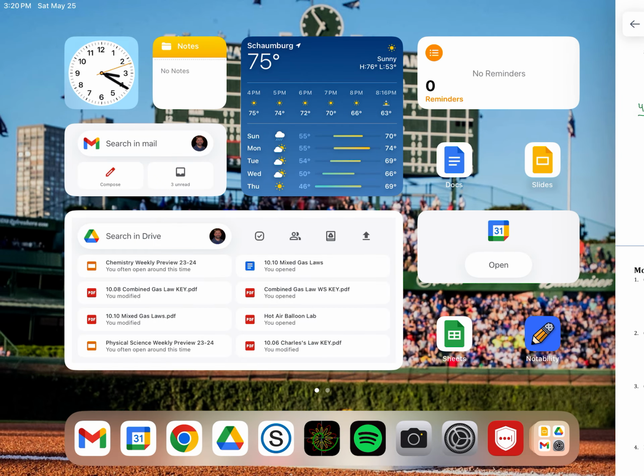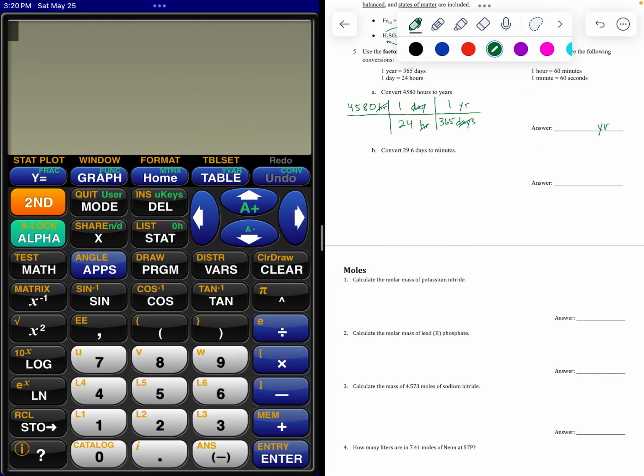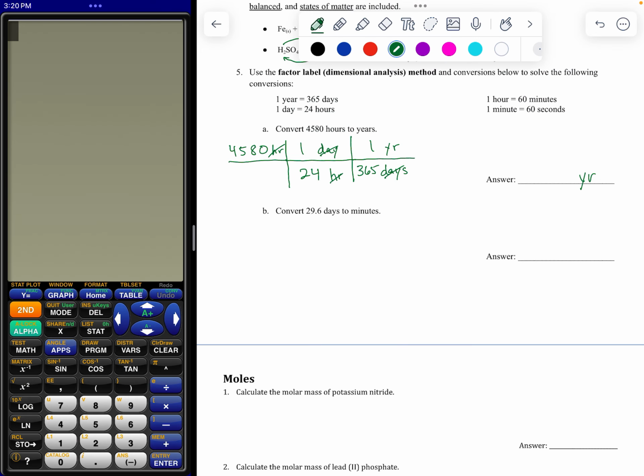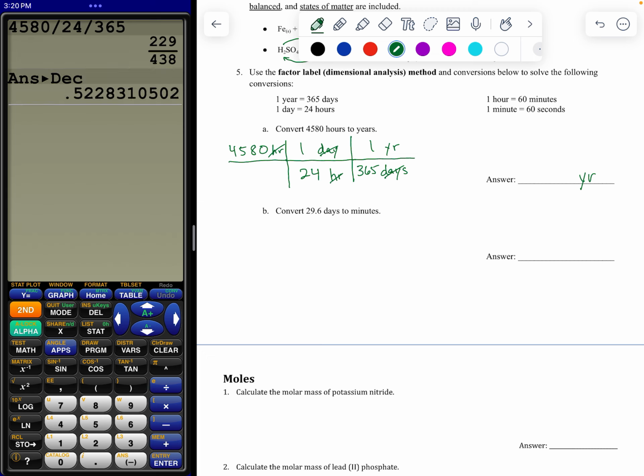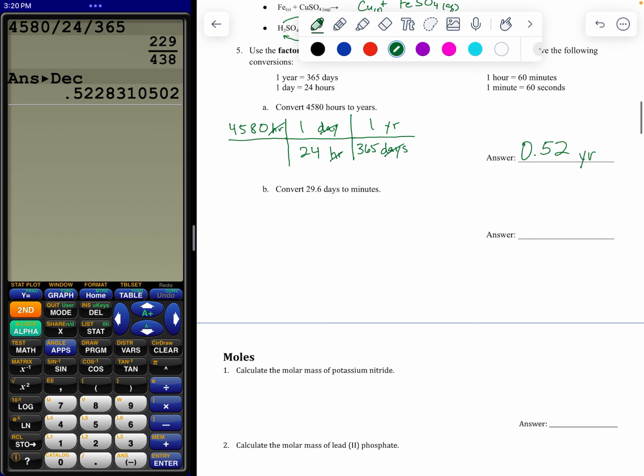So let's open up the calculator. We get 4,580 divided by 24, and then divided by 365. Remember, everything that's on the bottom gets divided. Everything that's on top multiplies. And we end up with 0.52 years for 4,580 hours.